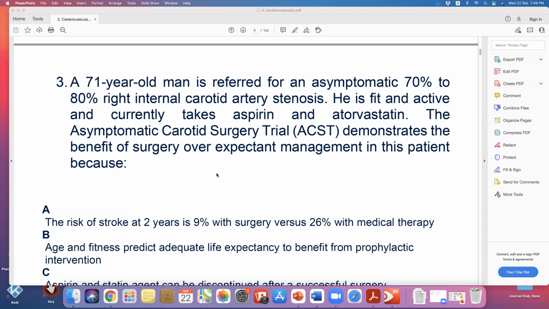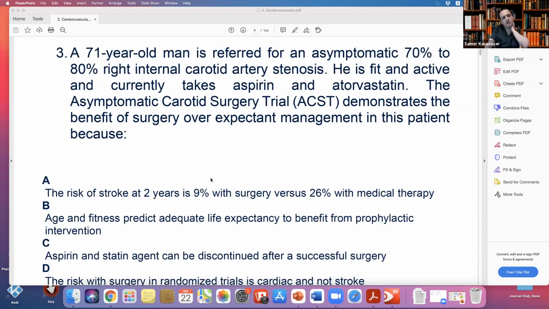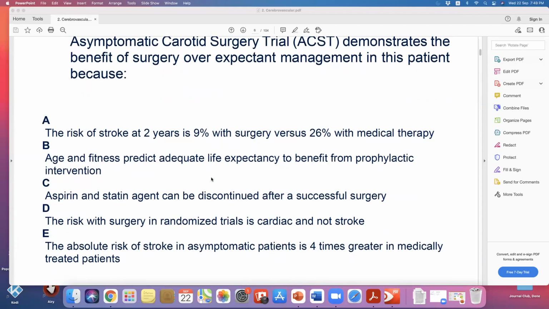He's fit, and he's 71. I mean, 70 is a borderline level, because usually the trial said 70 and below. Well, let's see what the question said. Let's see the answers. Let's start with this. So this demonstrates the benefit of surgery due to, first, the risk of a stroke at 2 years is 9% with surgery and 26% with best medical treatment.